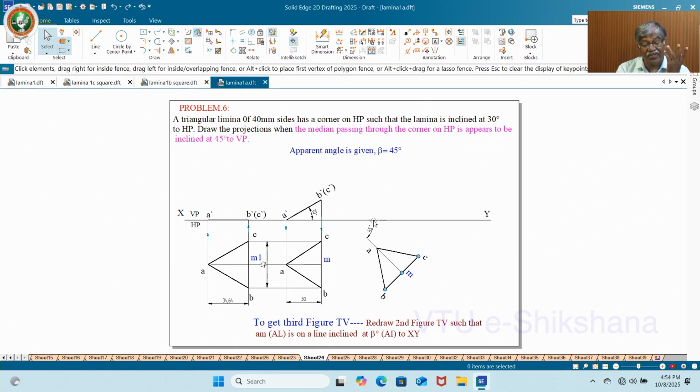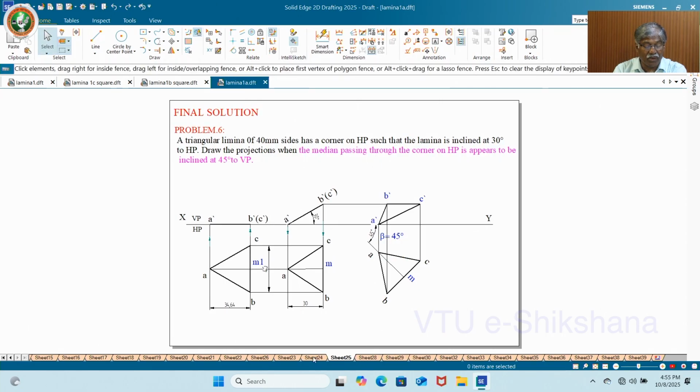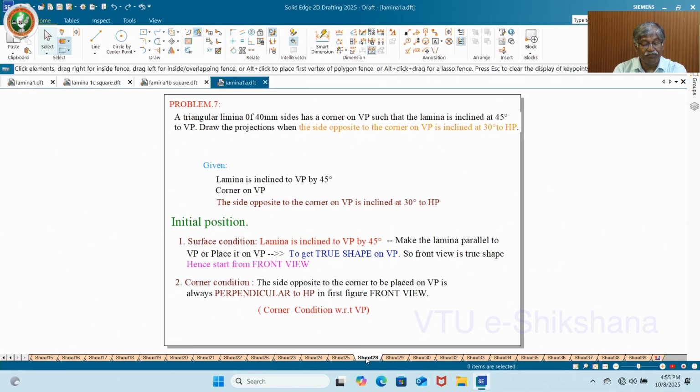So the top view of the median inclined at 45 degrees to XY, you will address to XY, never address to VP. So the top view must be addressed to XY. So here he says instead of this, the median passing to the corner HP appears to be inclined 45 degrees to VP, or the top view of the median passing to the corner HP is inclined at 45 degrees to XY, they will give. So in that case also beta is given. Okay. Now as usual you complete the problem. You take it directly on this 45, beta equal to 45, then complete the problem. Okay. So next comes the side opposite to the corner HP is inclined at some degree to HP. Okay.